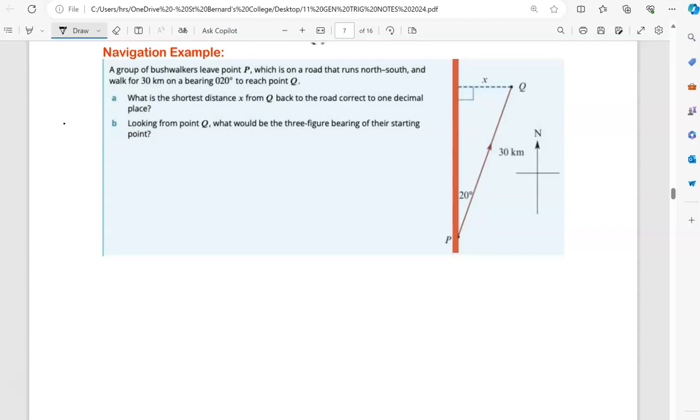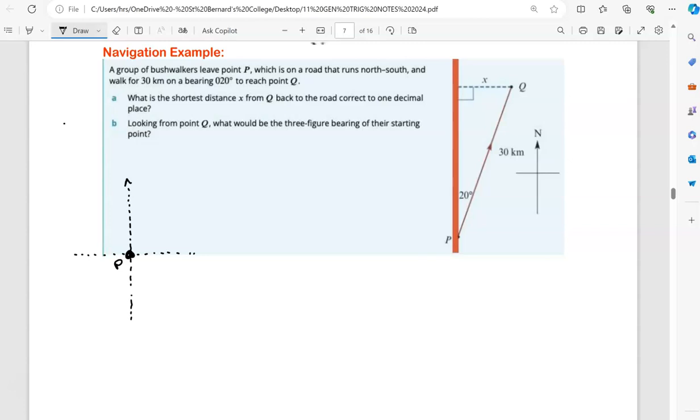When you're doing bearing questions, you always have a starting point. So what I suggest you do is draw a light little compass. I get my grey lead, so it's good to have grey lead for this one. I draw this faint little compass, and then I've got a dot there, and there's my starting point, which they're calling P. So I'll put P there. The bushwalkers leave point P, which is on a road that runs north and south, and they walk 30 kilometres on a bearing of 20 degrees true to Q.